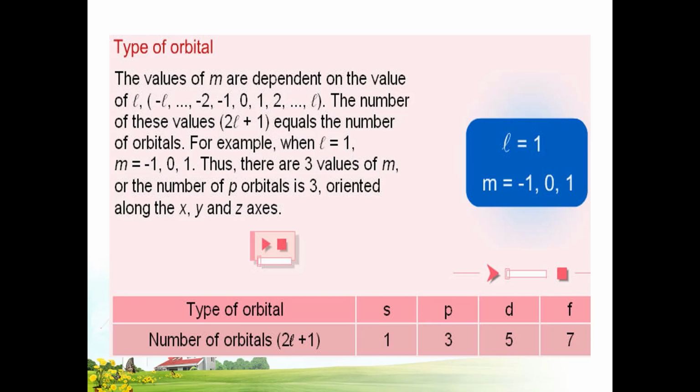More explanation on the example. When l equals 1, m is equal to negative 1, 0, and 1. Thus, there are 3 values of m, or the number of p orbitals is 3, oriented along the x, y, and z axis. This is the y-axis, x-axis, and another one is z-axis because it is a 3D drawing.